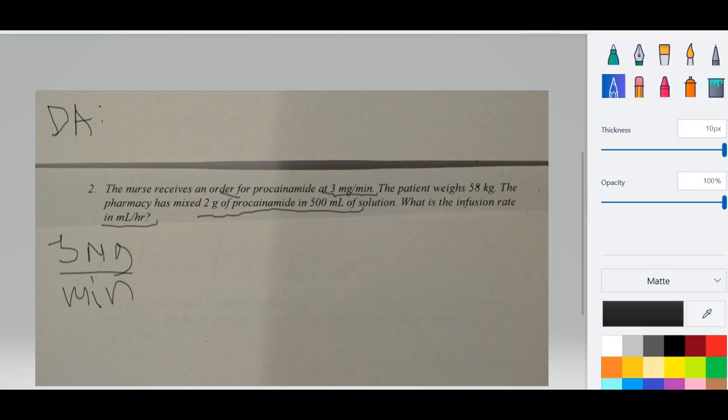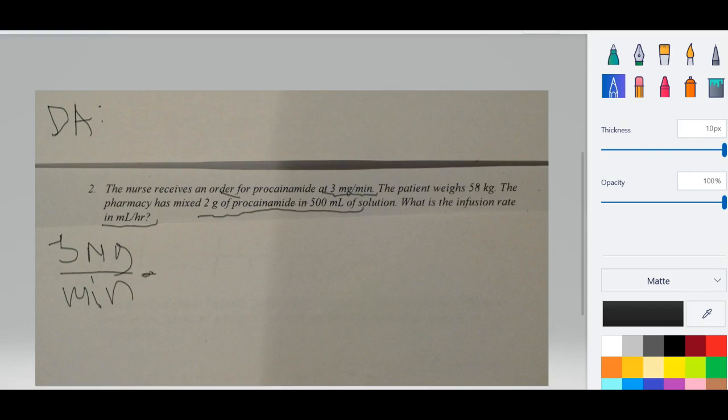The next step is always to do the concentration of what the pharmacist sends up, and again that's 2 grams in 500 mLs, okay? But the order is for 3 milligrams, and the pharmacist sends it up to us in grams. So let's convert that. So in 2 grams, we just bring the decimal point over 3 spaces to get 2,000. So 2 grams is 2,000 milligrams.